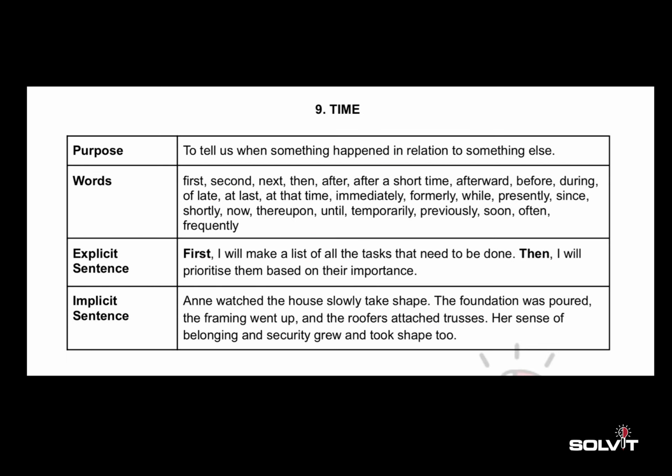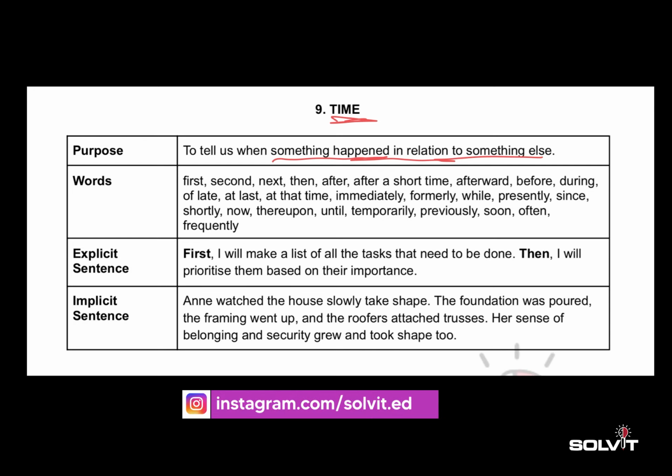So this is the ninth and last type of relationship, and it's called time. Okay, so this type of sentence tells us when something happened in relation to something else. This is sort of similar to the location or spatial one, except that one was telling us the location of something in relation to something else. But in this one, it is telling us when something happened in relation to something else. So it's telling us the time of an event happening in relation to something else.